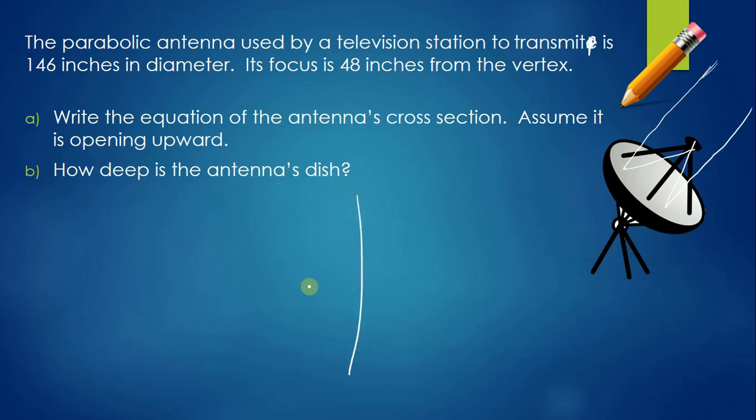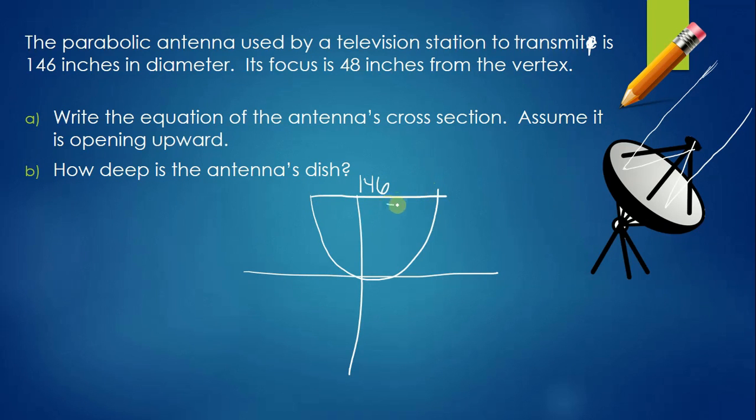So let's go ahead and do some drawing here. So I've got a parabola. They tell me it's 146 inches in diameter, which tells me that this is 146 inches across. So that tells me I'm 73 inches on both sides. Focal width being 146, 73. It tells me the focus, the thing that's sticking out, is 48 inches from the vertex. So if this is my vertex at (0, 0), right here is my focus at (0, 48).